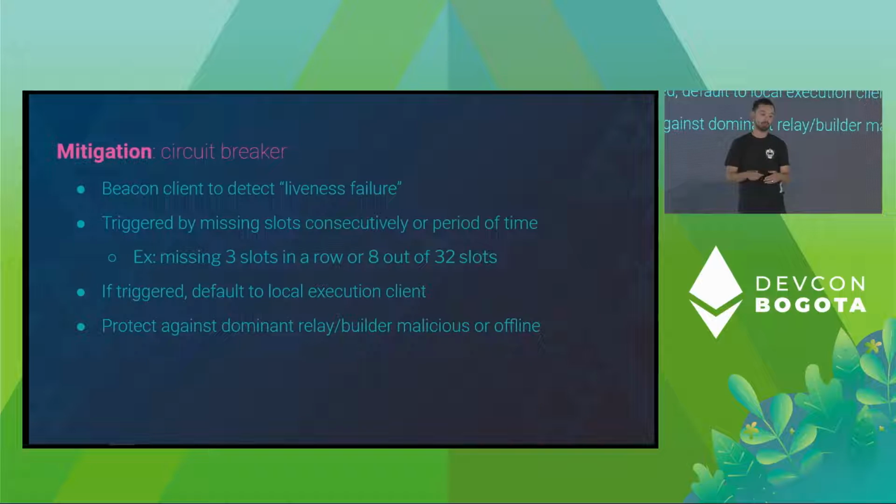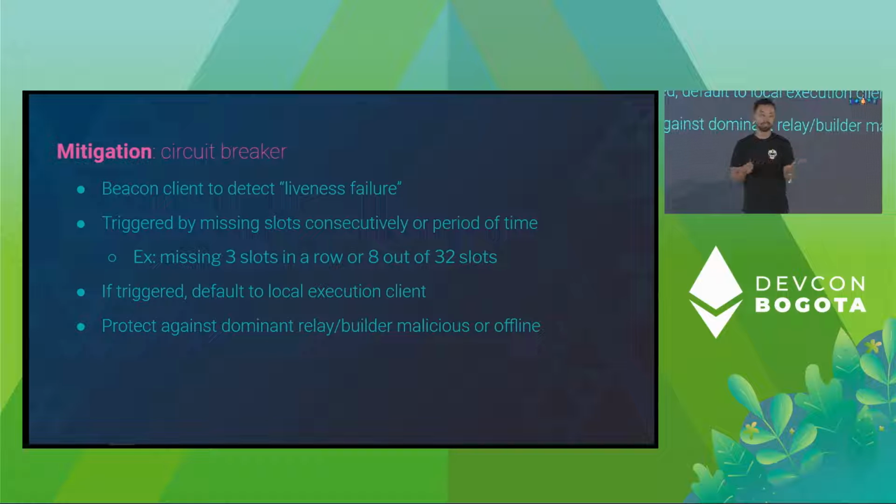So this type of thing does happen, right? Faults happen, and it seems like it mostly happens on the commit and also the reveal phase. So we need some mitigations like the circuit breaker. For example, as a beacon client, I can detect when there's a liveness failure. The liveness failure is determined by clients, say if you miss 3 slots in a row, or if the chain misses 8 slots out of 32 slots. If that type of thing triggers, then we just default to the local execution engine, right? This is to prevent a dominant relay or builder going offline.